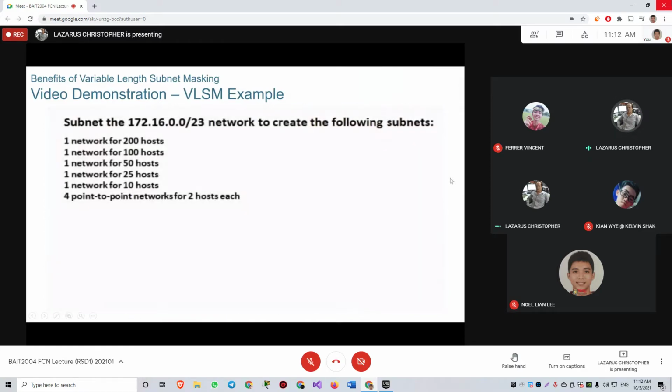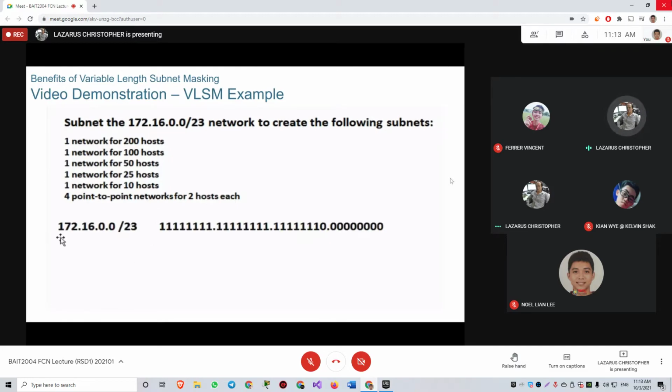In this scenario, the task is to subnet the 172.16.0.0/23 network to create the following subnets. One network for 200 hosts, one network for 100 hosts, one network for 50 hosts, one network for 25 hosts, one network for 10 hosts, and 4 point-to-point networks for 2 hosts each. Before I begin to create these subnets, I need to check to see if I even have enough addresses in this address space to create all of these subnets.